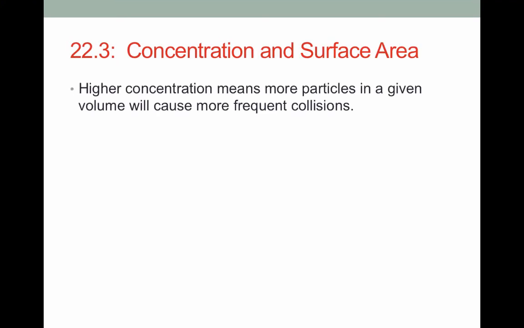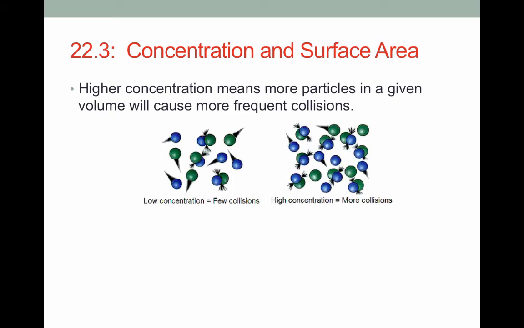Thinking about concentration, a higher concentration will mean more particles in a given volume. This will result in more frequent collisions. On the left, you see that there are very few molecules. Therefore, you won't get all that many collisions. Imagine 5 or 6 people went to the gym and ran around. They wouldn't run into each other all that often.